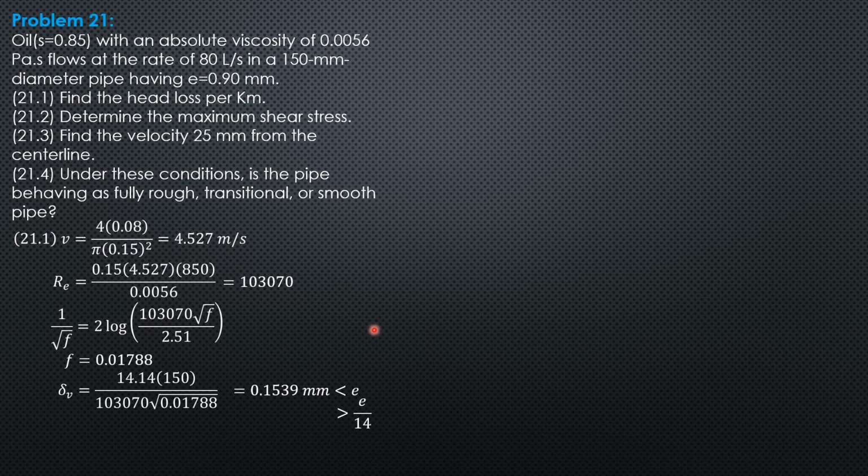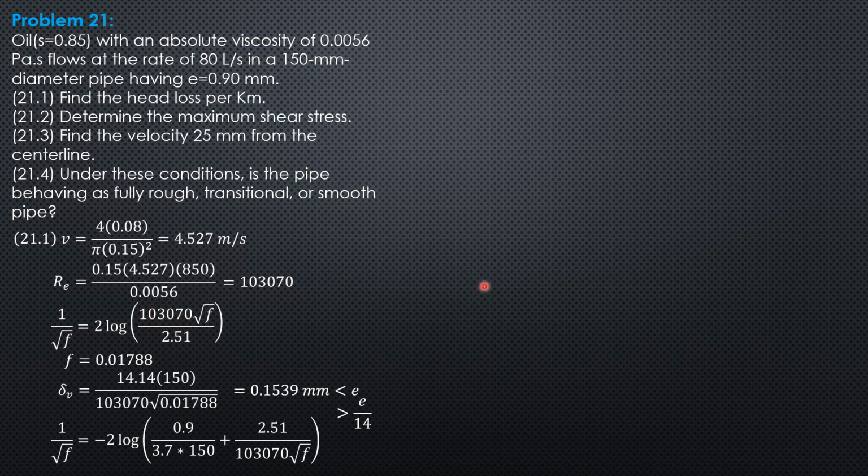So next, we recompute F as in the transitional situation. 1 over square root of F equals negative 2 log of E over 3.7 diameter plus 2.51 over Reynolds number times square root of F. That's the formula. Absolute roughness over D over 3.7, the opposite of the formula when this is positive. And for the smooth pipe also, it's the inverted formula from this term here.